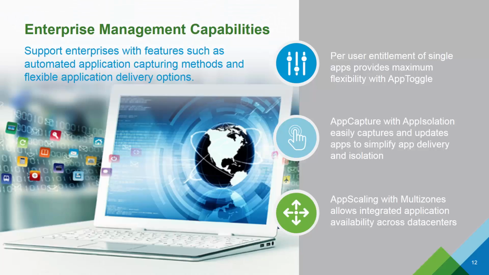More enterprise management capabilities have been added as well. Instead of assigning all apps from an app stack to a device or user, IT can choose single apps to be delivered from an app stack that contains many apps. We call this app toggling. App capture with app isolation allows IT to easily capture and update apps that need isolation. And now app scaling with multi-zones means IT can replicate app stacks across data centers.